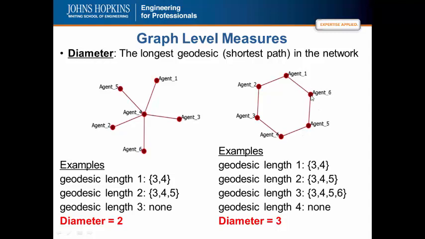There is no geodesic of length 4. If you went all the way around to agent 1, you would find that there is a shorter path going clockwise around the ring. So therefore, there is no geodesic of length 4. Thus, the diameter of this network is length 3. This is how we would calculate diameter.